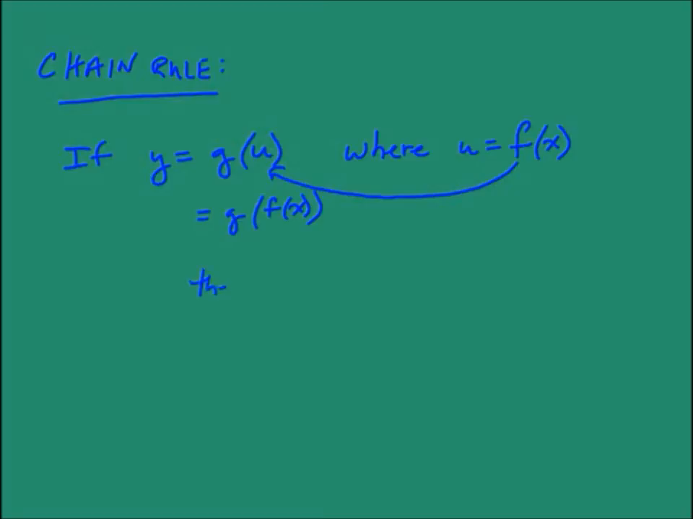Then the derivative, dy dx, is actually equal to the derivative, dy du, multiplied by the derivative, du dx. And just using algebra here, you can see that this would be true. If I multiplied these two fractions together, the du divided by the du equals 1, and those would cancel. And so this indeed does equal dy dx.